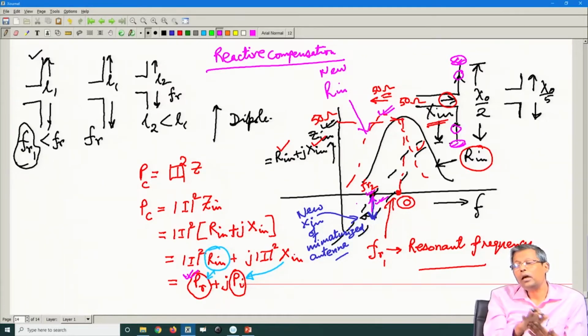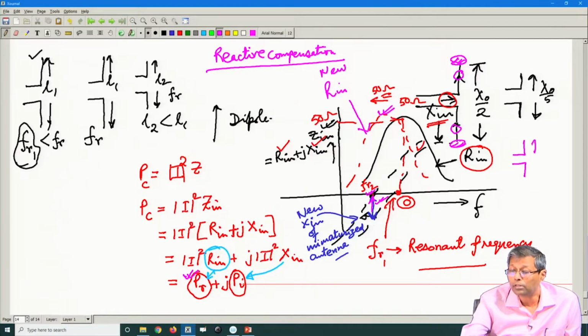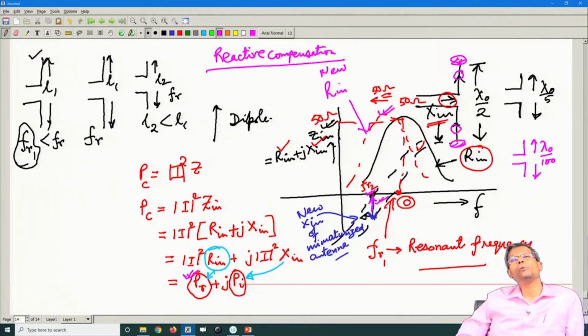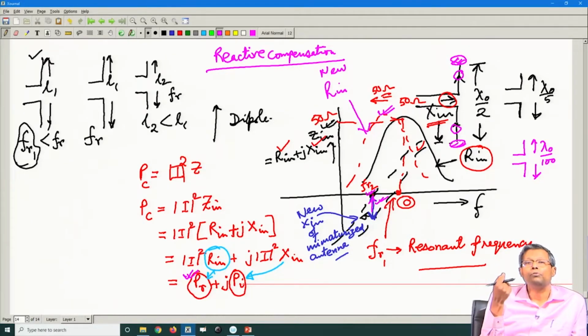Now, let me ask you a second question. Let us say I want to miniaturize this antenna not by lambda 0 by 5, but let us try to make it lambda 0 by 100. The dipole size is lambda 0 by 100. It is a very tiny dipole, and yet I want to make it resonate. I still want to extract power out of it and make it radiate.